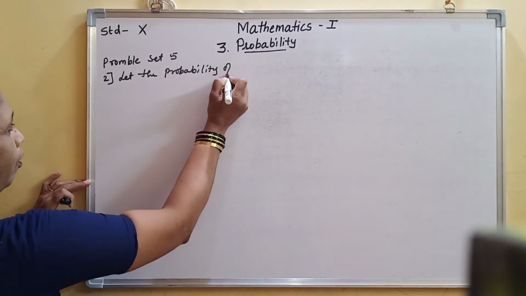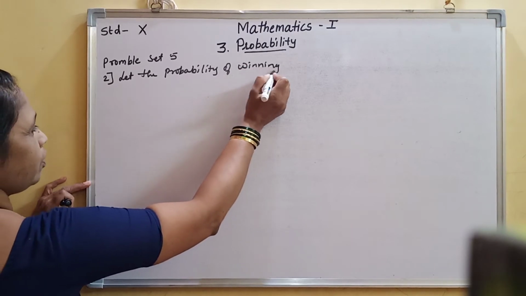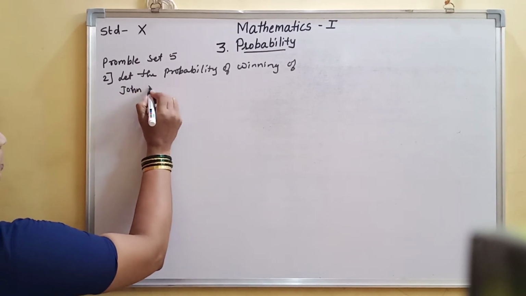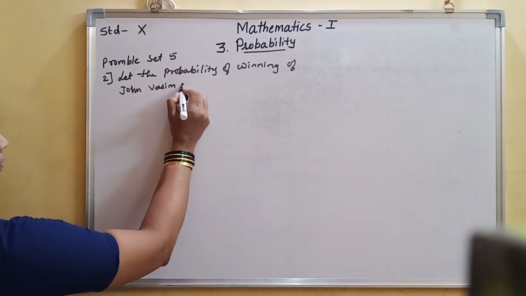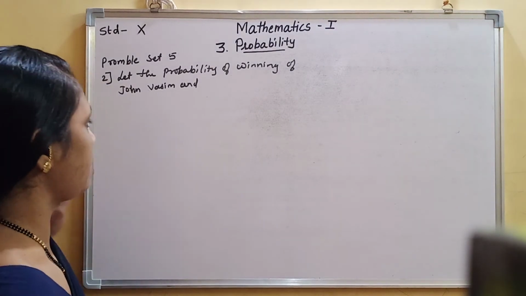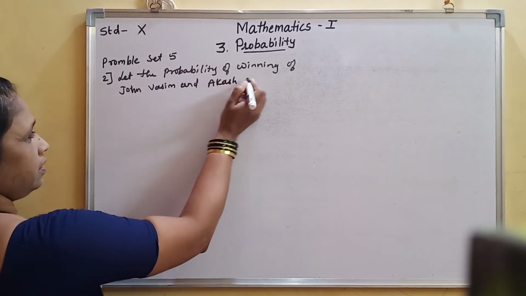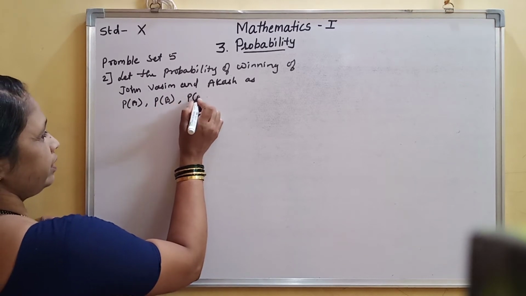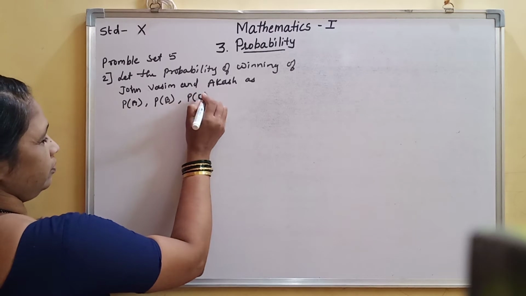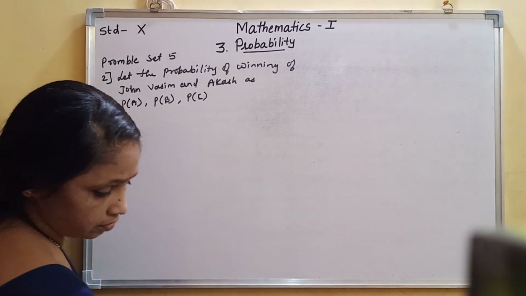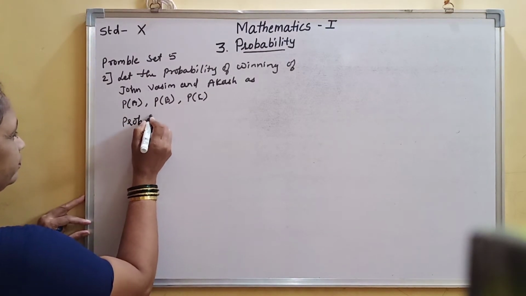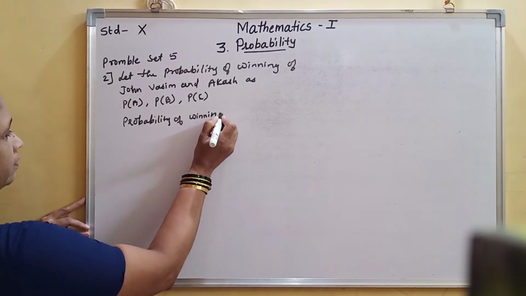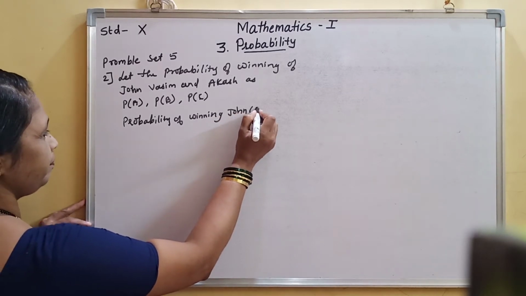Let the probability of winning of John, Wasim and the third person, Akash, be P of A, P of B and P of C. Now the probability of John winning is P of A.